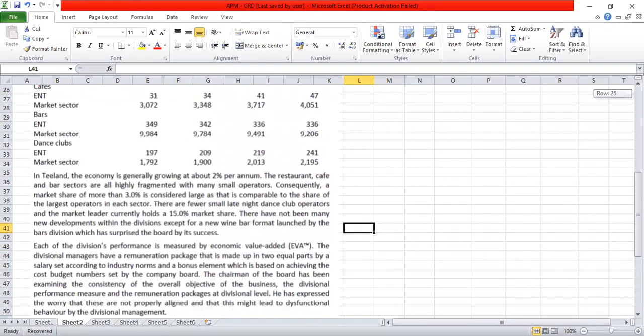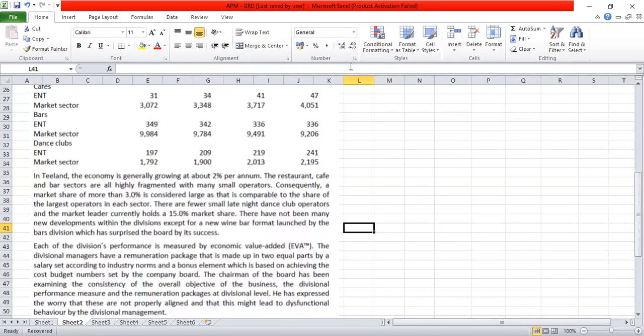After that, we see that in T-land, the economy is generally growing at about 2% per annum. So there is something about growth. The economy is growing at 2%. The restaurant, cafe, and bar sectors are all highly fragmented, small operators.